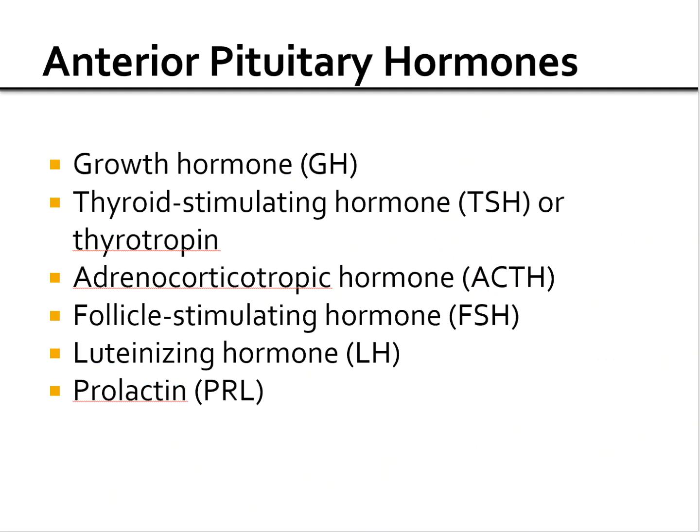Looking at our anterior pituitary, we have 6 hormones that are released from it. We have growth hormone. We have thyroid stimulating hormone, or TSH. We have adrenocorticotropic hormone, or ACTH. We have follicle stimulating hormone, or FSH. We have luteinizing hormone, or LH, and we have prolactin, or PRL. So again, we have 6 hormones that are released, and we're going to look at the target and the effect of these 6 hormones on the body.